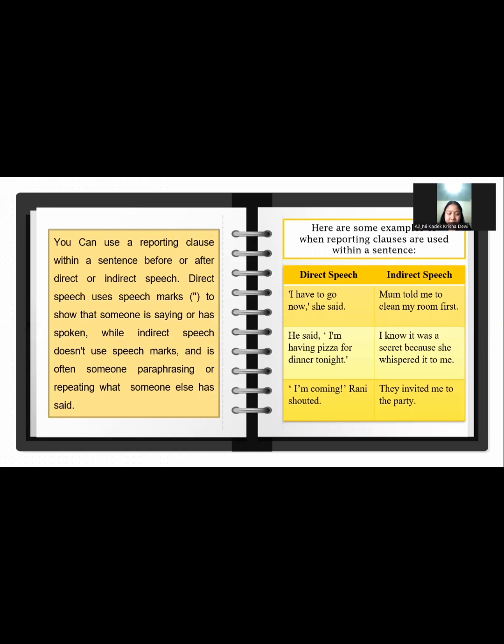For direct speech: number 1, "I have to go now," she said. Number 2, she said, "I'm having pizza for dinner tonight." The last is, "I'm coming," Rani said. For indirect speech, number 1 is, Mom told me to clean my room first. The second is, I know it was a secret because she whispered it to me. And the last is, they invite me to the party.